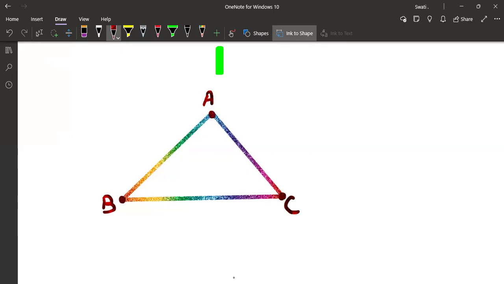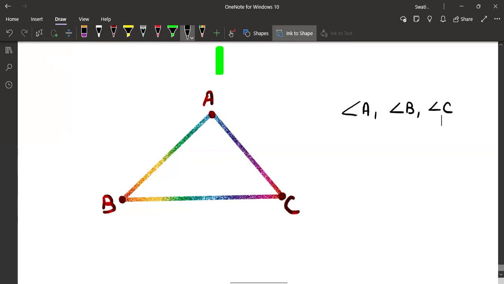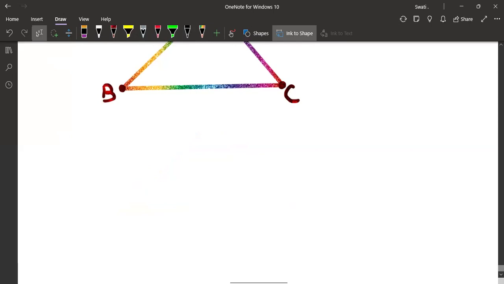And how many angles? Three. Angle A, angle B, angle C, right? Manya, clear? Yes. Okay, next question. How many types of triangles do you know? Right angle, obtuse angle.